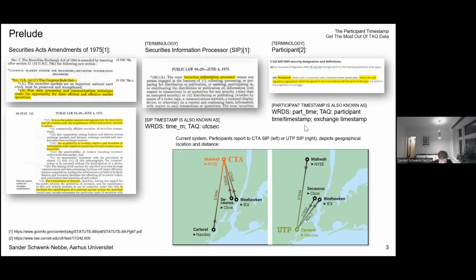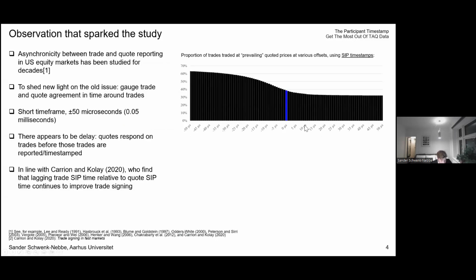So now to the observation that sparked the study. Some time ago, I was working on quantifying the asynchronicity between trade and quote data in TAQ. That is a topic that has been studied for decades, and it's usually the same result, namely that trades are disseminated slower than quotes in US equity market data. So I was just wondering, how does the old issue look today?